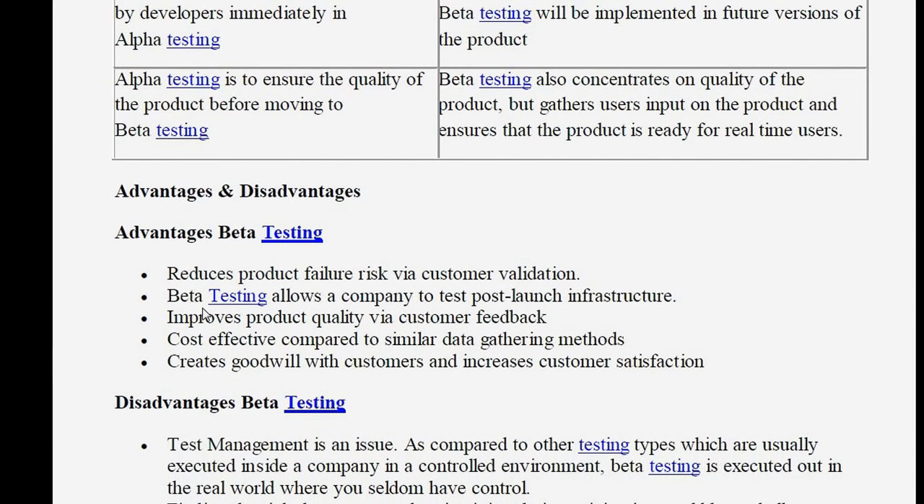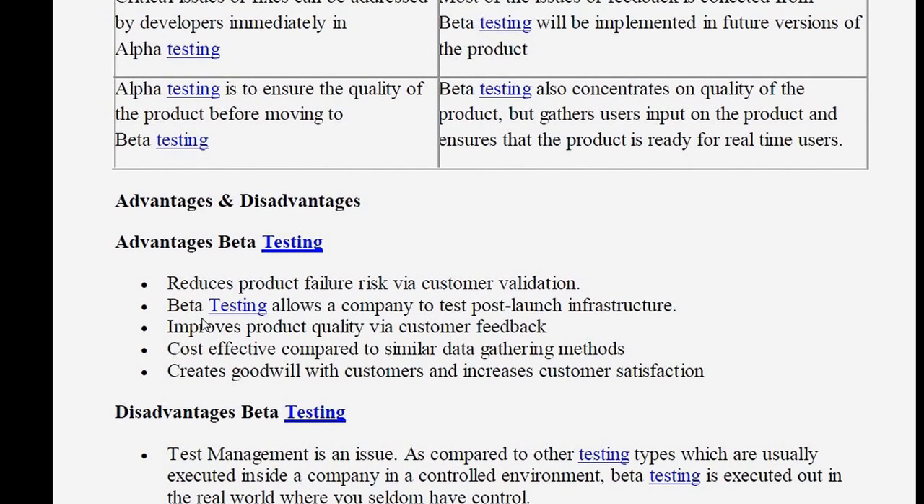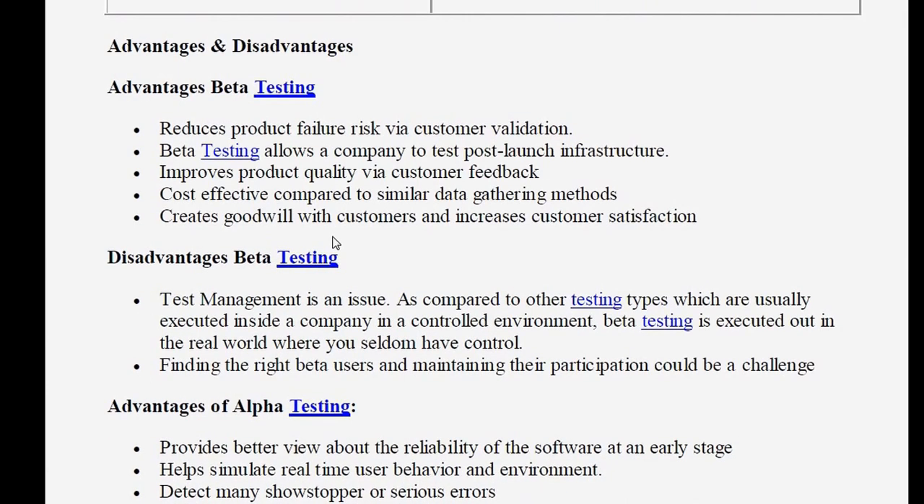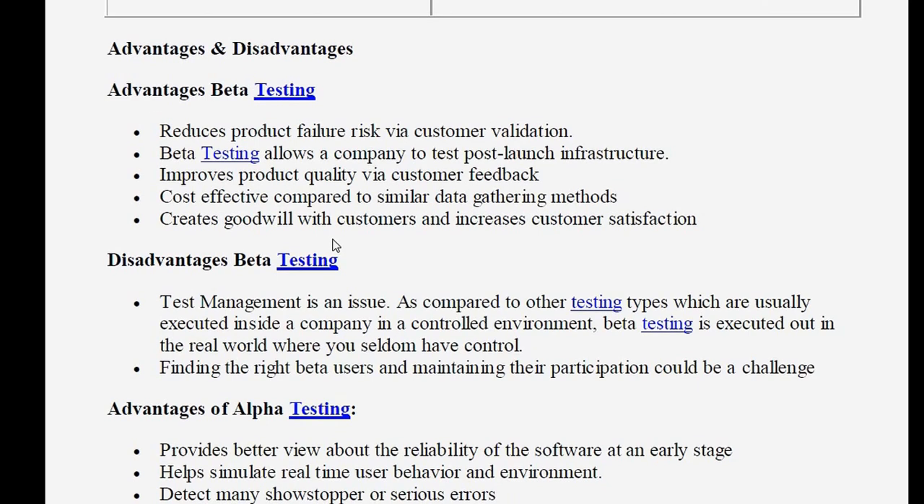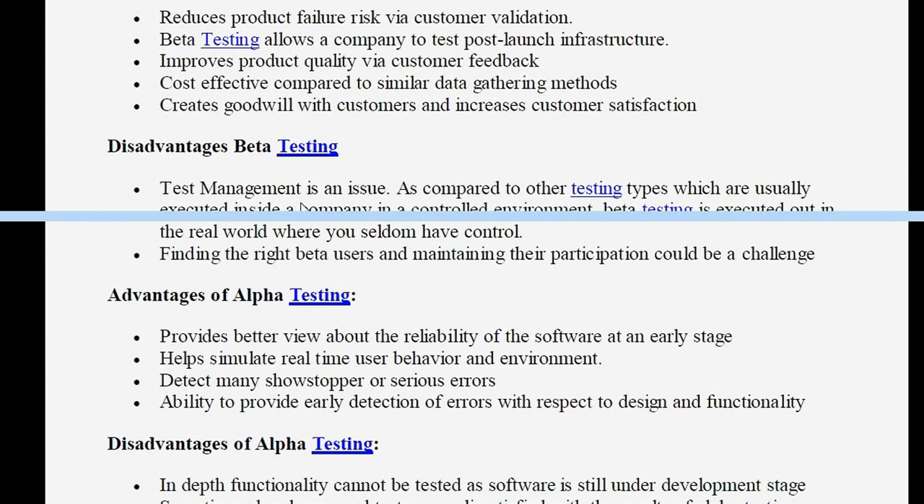So in this way beta testing gives the advantage of reducing the chances of product failure, as it is validated by customers. Beta testing allows a customer to validate post-launch infrastructure, improve quality via customer feedback, and is cost-effective in comparison to similar data gathering methods. And in this way beta testing is helpful.